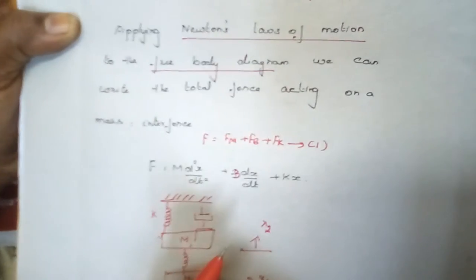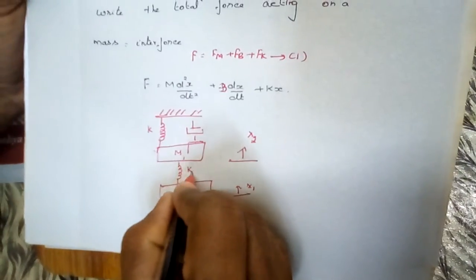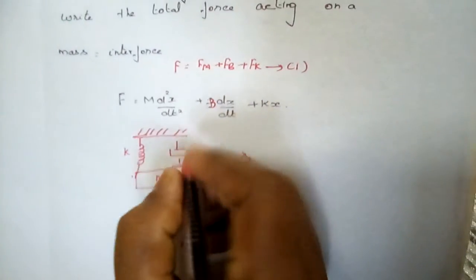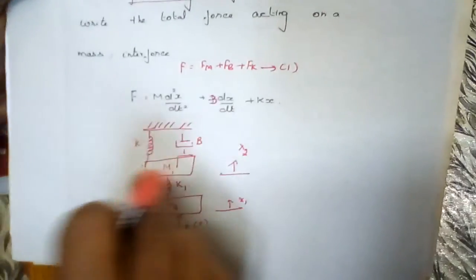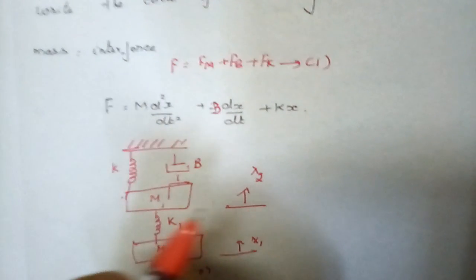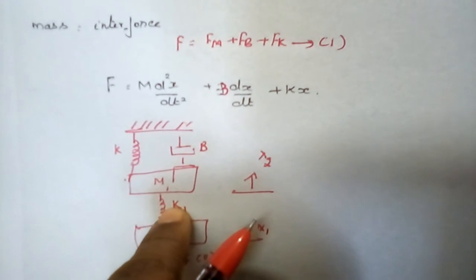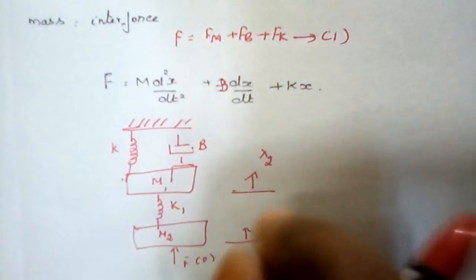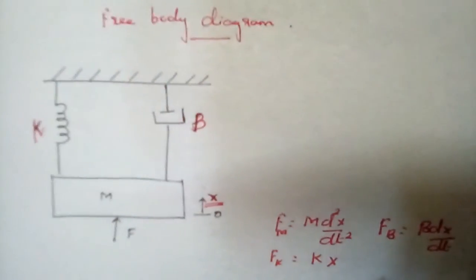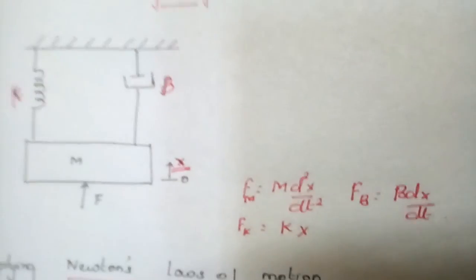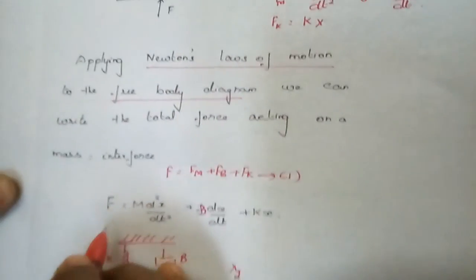For the mass 1, the spring K1 acts upon it, spring K acts upon it, and the damper element B also acts upon it. And for the mass 2, the force F of t and the spring element K1 will act upon it. So viewers, don't just memorize the free body diagram and the equation. Realize the free body diagram, see how many elements are acting upon the mass element, and depending upon this write the force equation.